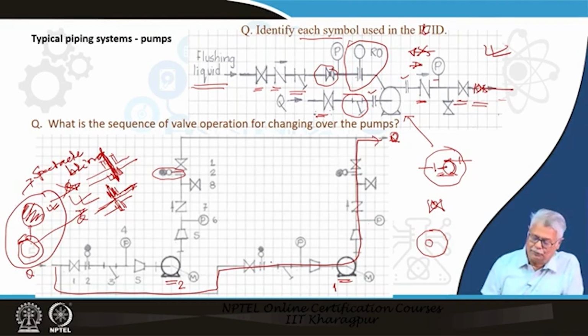At the same time, when these valves are on, the second pump is shut. It is not in operation. All valves in this line are shut. So, if I have to change over from here to here without any interruption in supply, the first thing I have to do is to start my pump here.